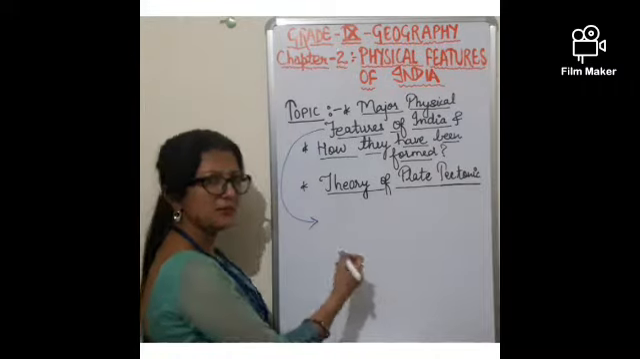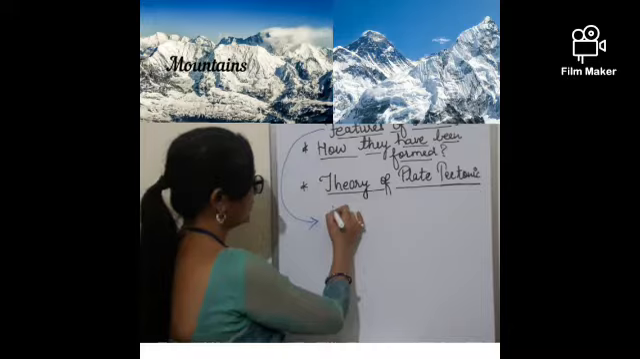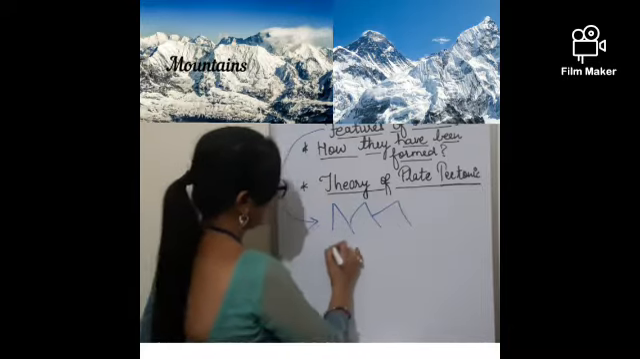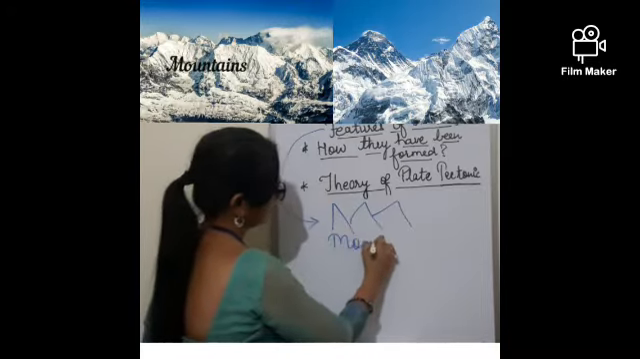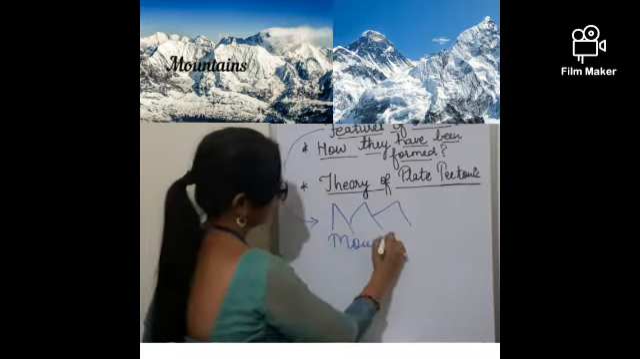We studied about physical features in previous classes, that is number 1, different types of mountains. Then we studied the landform in the form of plains. Somewhere we find and see plateaus. Somewhere we find islands, a land which is covered by water. So these are the basic physical features which we have seen in our previous classes.